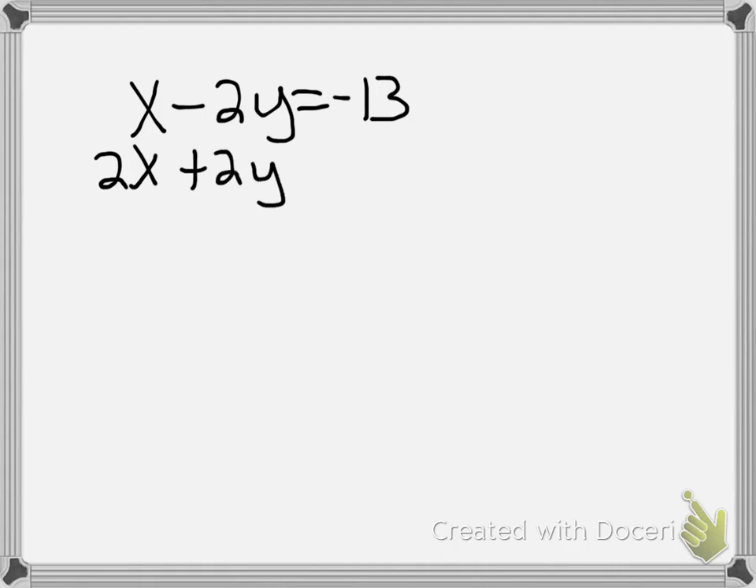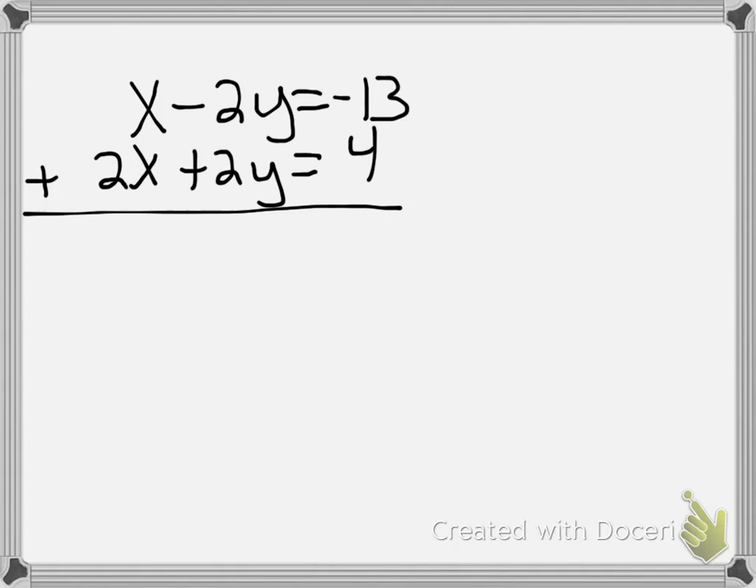Alright, so I'm going to look at x minus 2y is equal to negative 13, and 2x plus 2y is equal to 4. So if you want to try this one on your own, go ahead and pause the video, and once you've tried it, we'll go through and look at the solution. Alright, but again, this one already has my opposites. When I look at the y values, I have a positive 2y and a negative 2y, which will cancel or be eliminated. So it's already set up nicely for elimination.